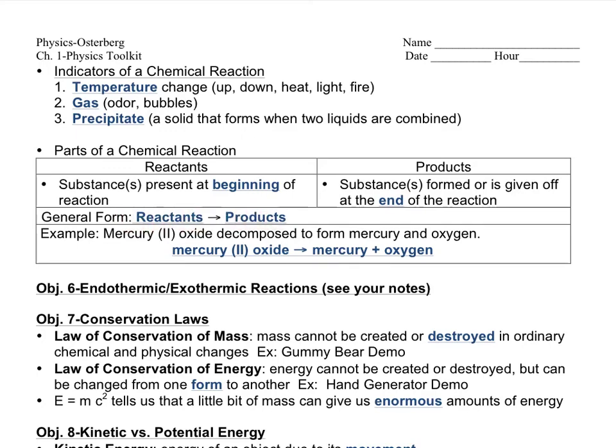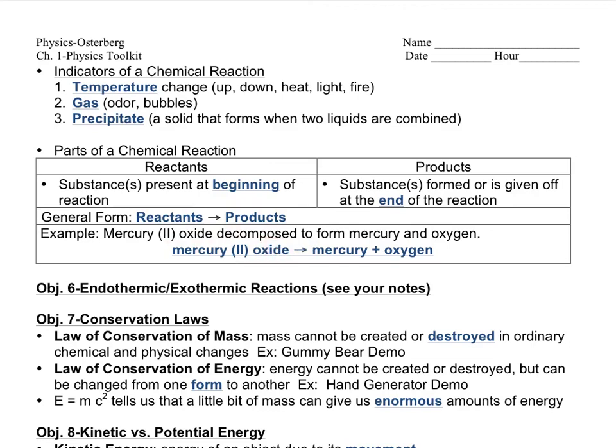So you have the reactants usually on the left side. Those are the things you mix together. And then you have an arrow that points to the products that are made. So if you take a look at the example, mercury(II) oxide decomposed to form mercury and oxygen. Well, looking at that, what's there in the beginning? Well, you have one thing, mercury(II) oxide. So that would be your reactant that would go on the left side of the arrow.